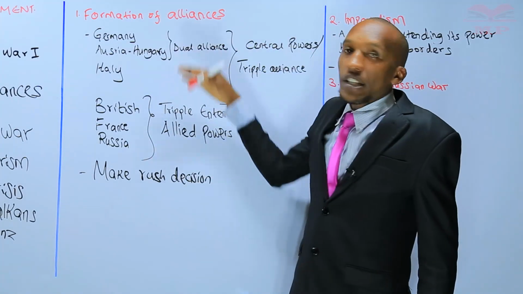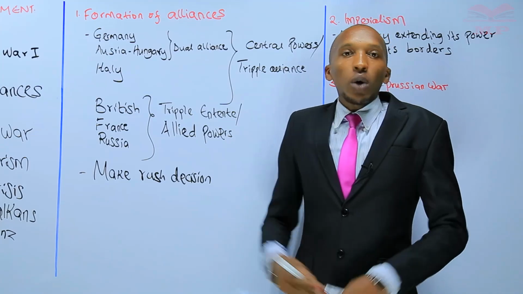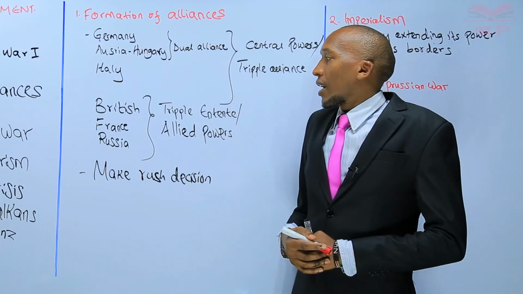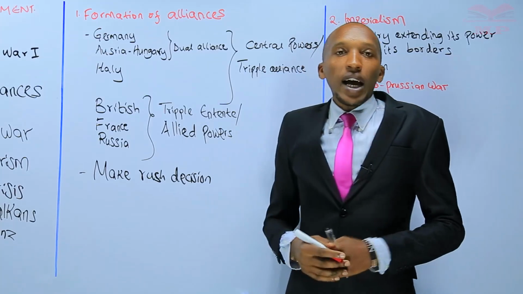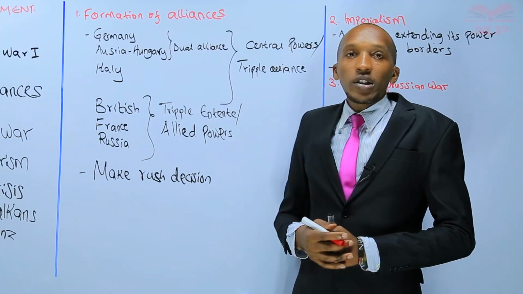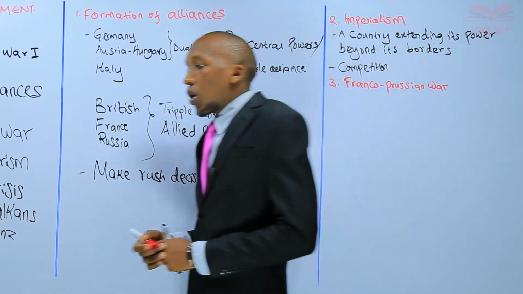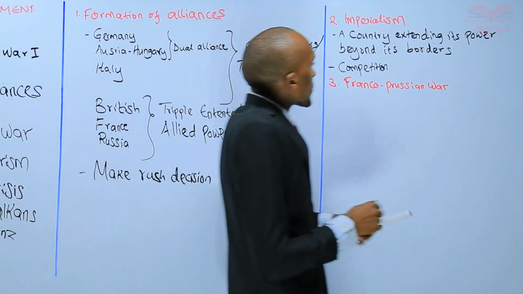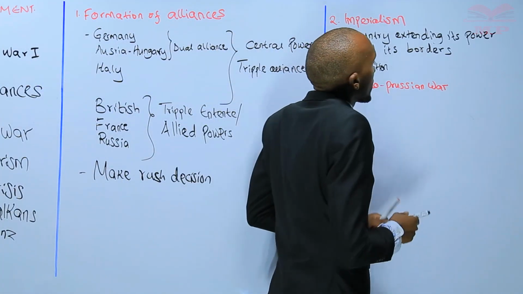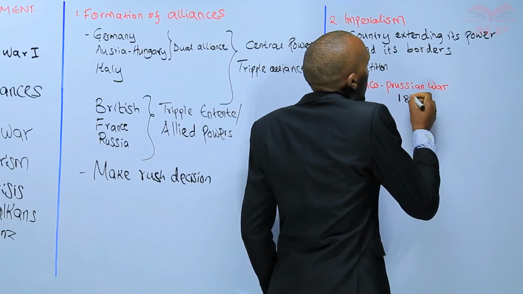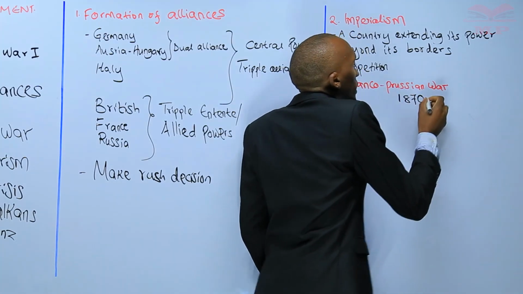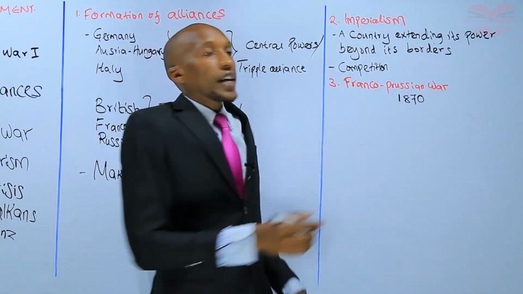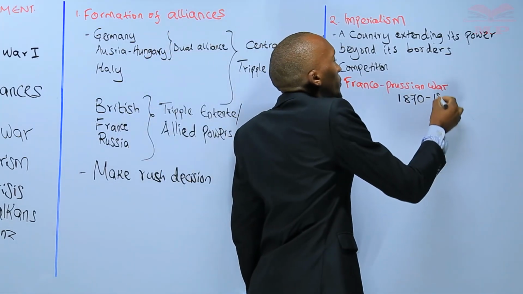Before they formed these alliances, there was a war that erupted between France and an empire that was referred to as Prussia. This war was happening in 1870 to 1871.